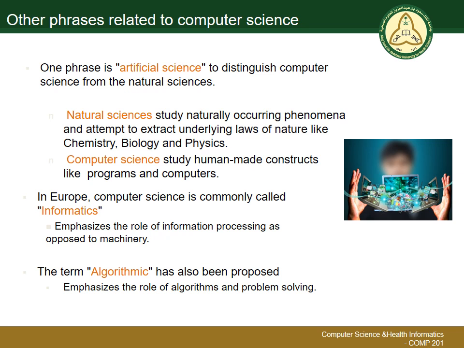While computer science is about studying human-made constructs, الأشياء اللي صنعها الإنسان, like programs or computers. In natural science we study naturally occurring phenomena, أشياء تحدث في الطبيعة بشكل طبيعي.